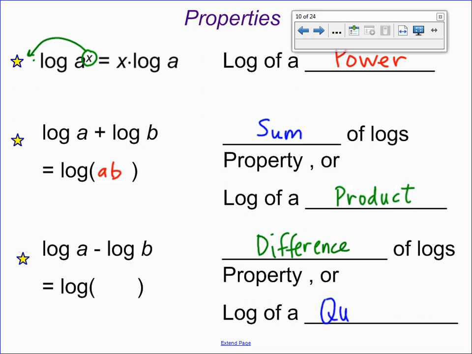Let's think about how we could write that input with letters. What would that look like inside? Carson? A over B. A over B. Good job. Quotient of inputs: first input over second input. Nice job.